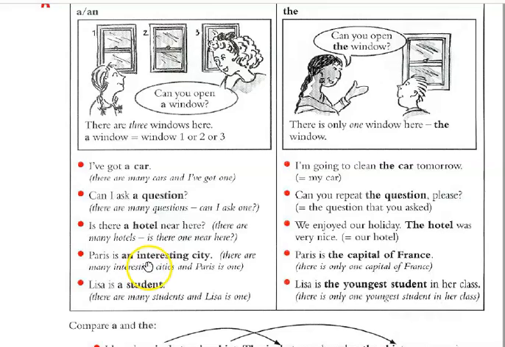Paris is an interesting city. There are many interesting cities, and Paris is one. Paris is the capital of France. There is only one capital of France, and that's Paris.